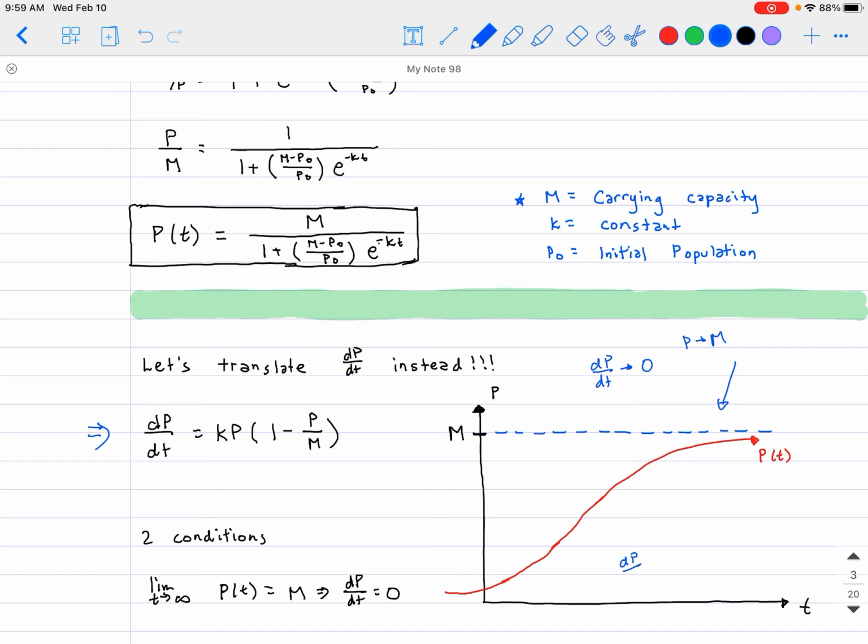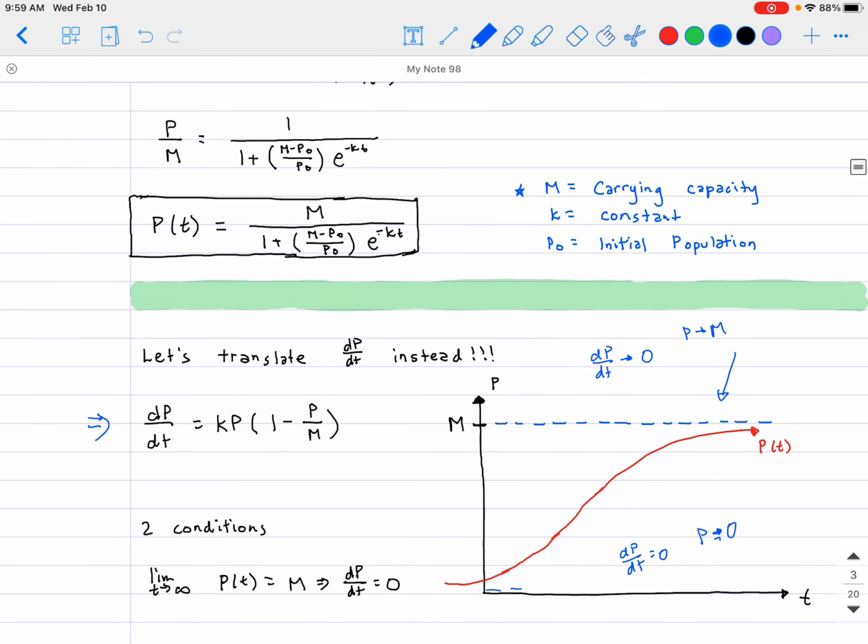At the same time, my dP/dt is equal to 0 when P is equal to 0. So that means I have an upper bound, a horizontal asymptote or end behavior, if you want to call it. And then you also have horizontal asymptotes at P equal to 0 and P equal to M.